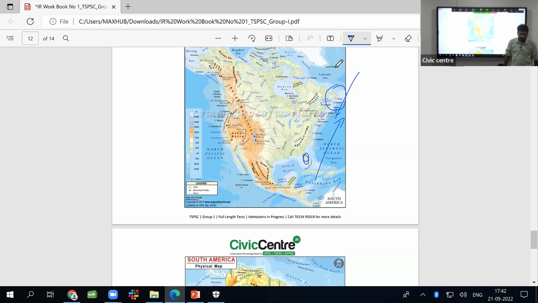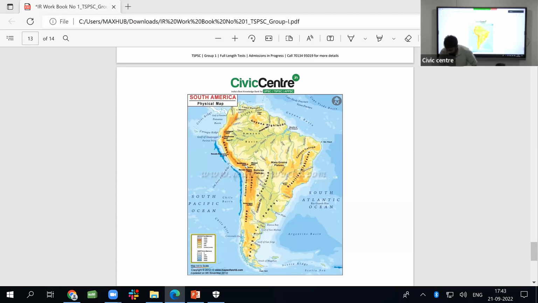How many nations are there in South America? Try to count it. 13 or 14? What about Guyana, French Guyana, Suriname? Where is the European Space rocket launching station located? French Guyana. France shares a border with Brazil or not? French Guyana is controlled by the French government.